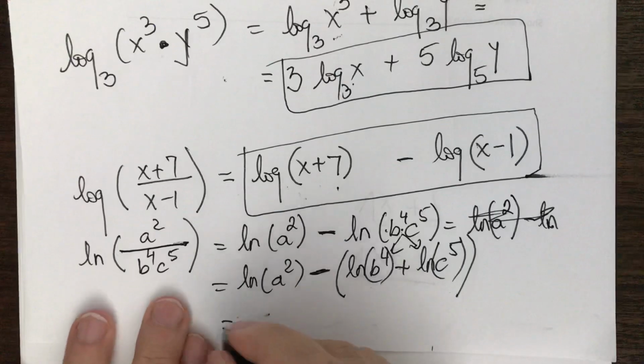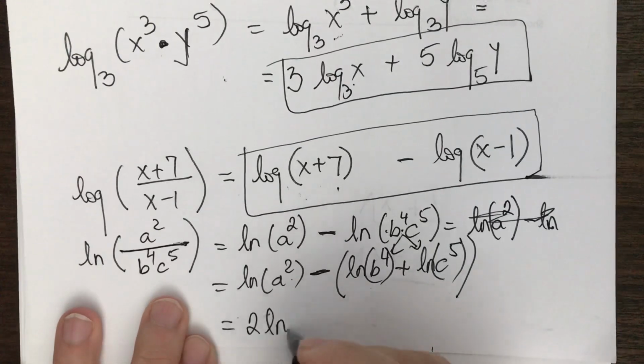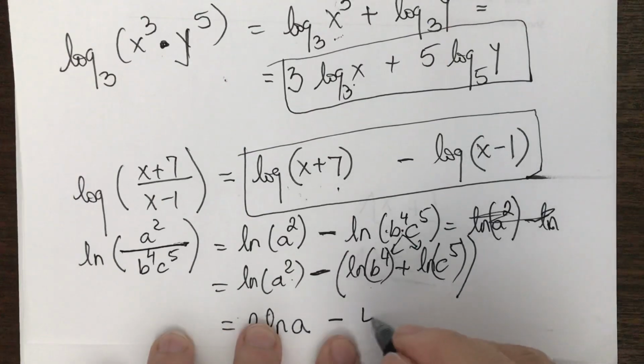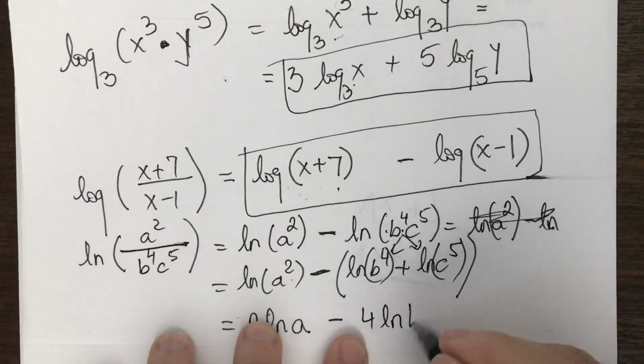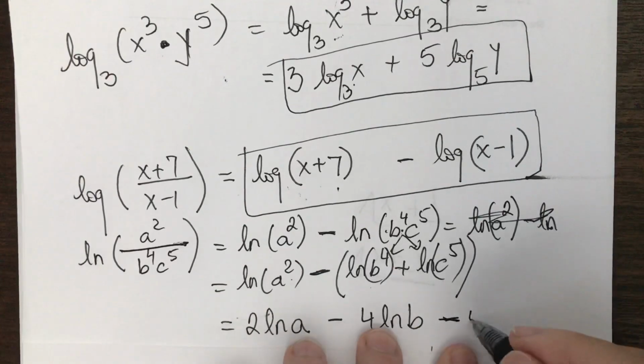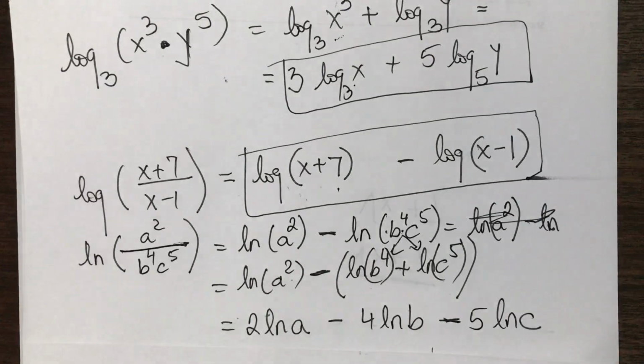Alongside with it, what else can I throw out? Anything that has an exponent inside the log, we can throw that exponent up front as a factor. Minus 4 ln of b, and remember we're distributing the minus here, so minus 5 ln of c. Okay, and there you have it. So really, I could have done this in one step only, and the more practice you get, the faster you can be at it as well.